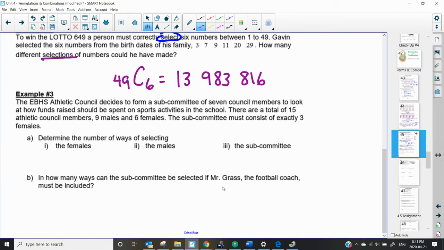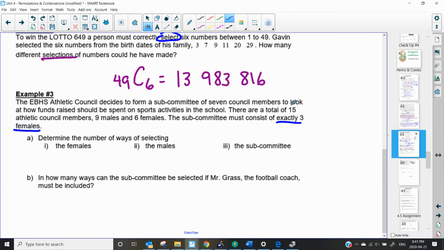All right, example number 3. So the Eagle Butte Athletic Council has decided to form a subcommittee of 7 different council members to look at how funds raised should be spent on sports activities in the school. There are a total of 15 athletic council members, 9 males and 6 females. The subcommittee must consist of exactly 3 females. So this is a criteria that they've got in place.